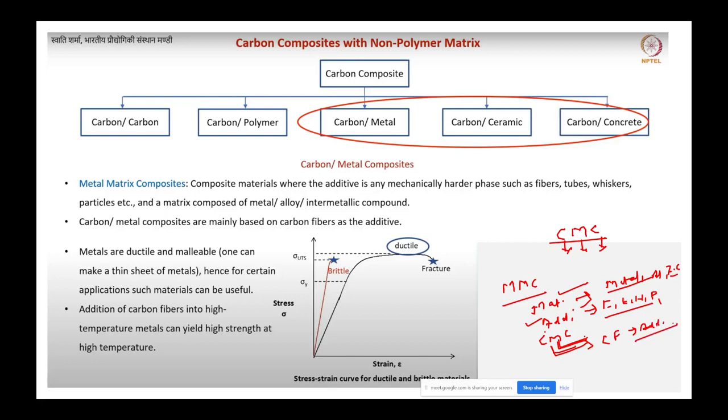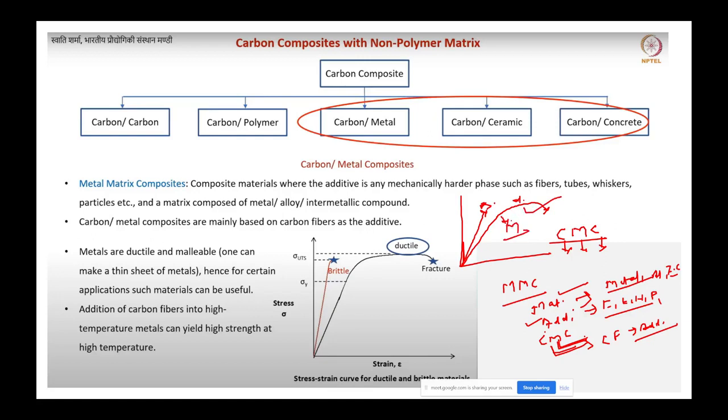Now, if you have gone through the mechanical diagram of this, let's say here, this is for the brittle material, but metal is ductile. So you will have this kind of behavior. This is your ductile nature. This is your brittle nature. So the material for the metal follows this behavior.